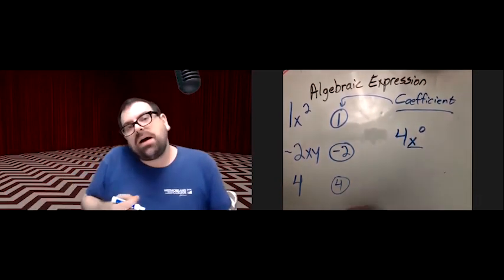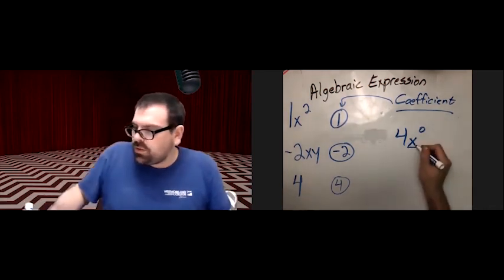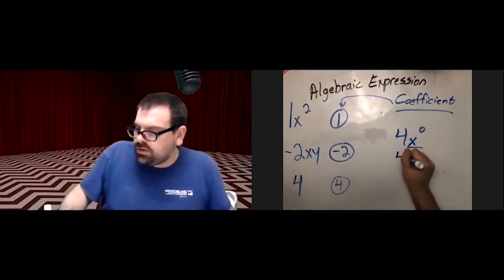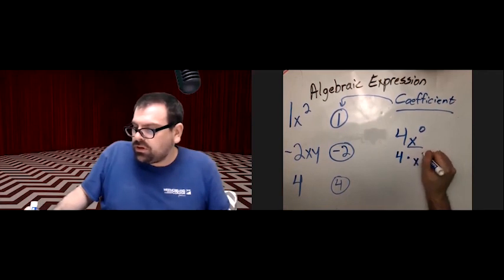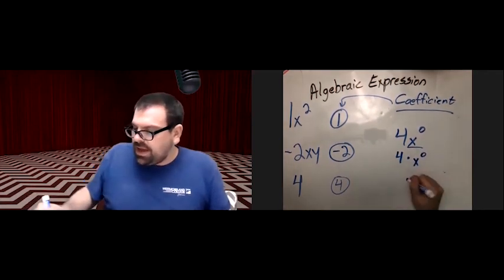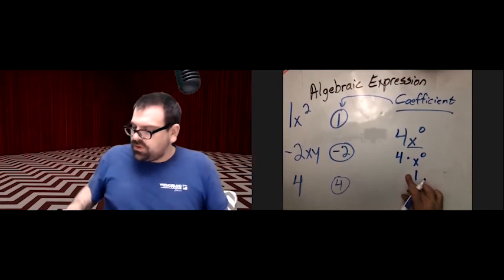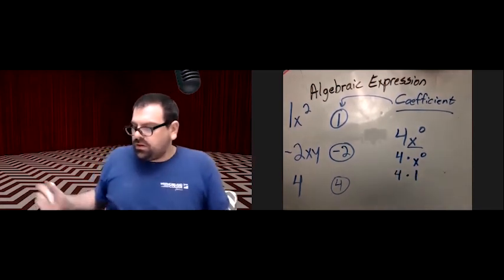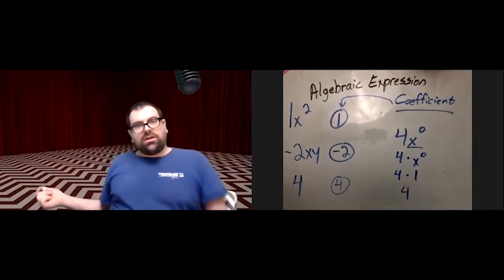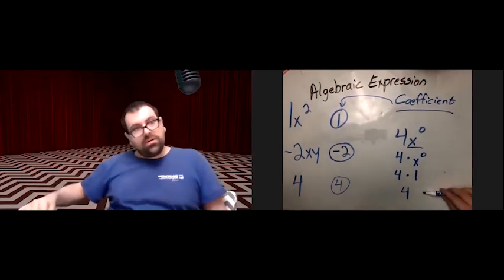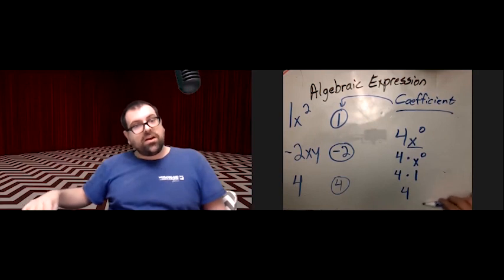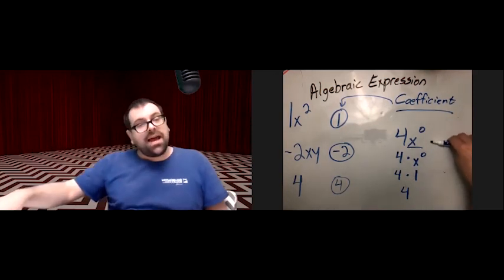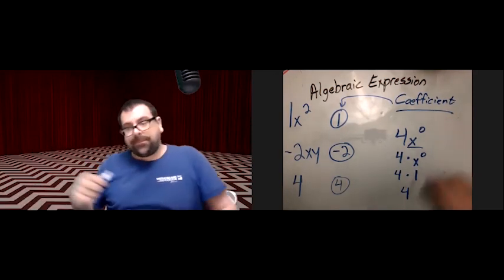Anything to the 0 power is 1. So x to the 0 times 4 is the same as 1 times 4, which is 4. So again, when we don't see a variable term, when we're in our constant term, we can imagine that's the same as x to the 0 power.